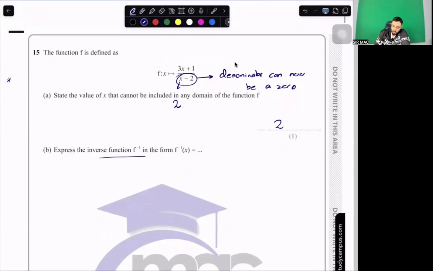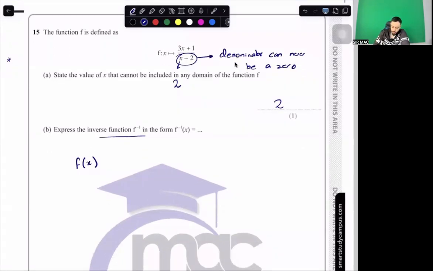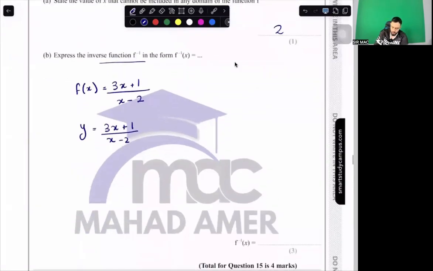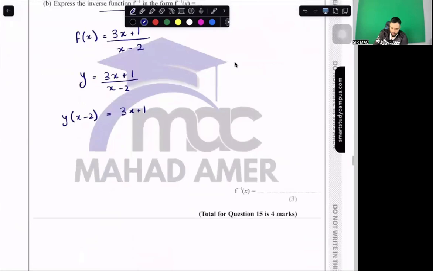Express the inverse of the function in the form... okay. So first of all, the function was 3x plus 1 over x minus 2. I don't know how you guys solve it, but I would take f of x as y and make x the subject. That's what I do, and then I switch it back. So y is going to be x minus 2 equals 3x plus 1. So I would say yx minus 2y equals 3x plus 1.